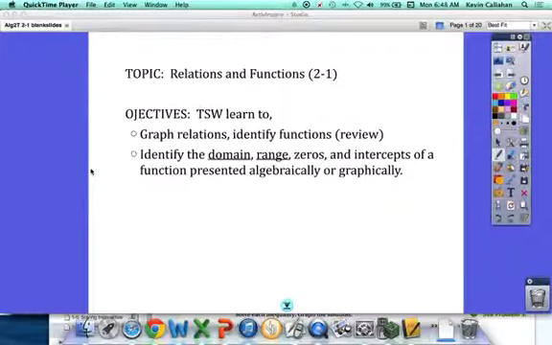This lesson is about relations and functions, which are topics that you've had before. It specifically addresses the second bullet on the SOLs, although really only in two particular concepts, which are domain and range. The other concepts of zeros and intercepts will be in later lessons.